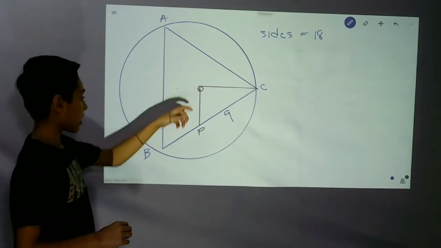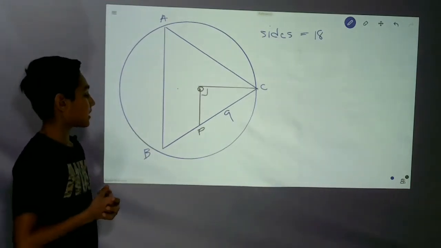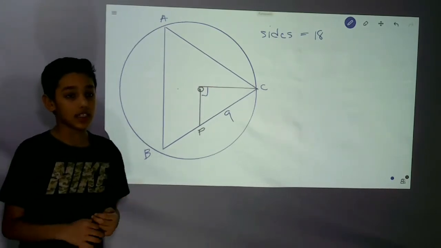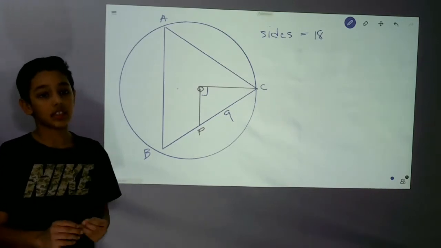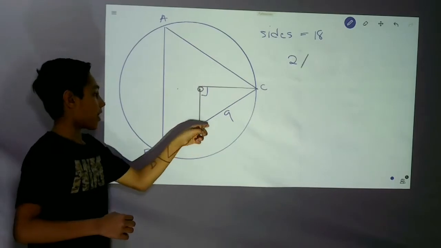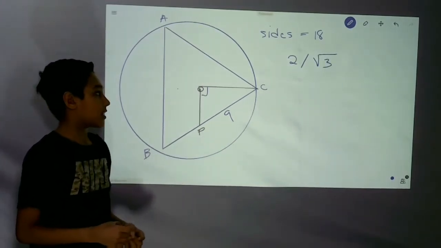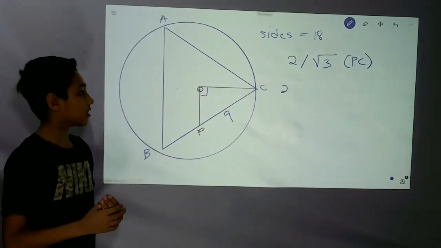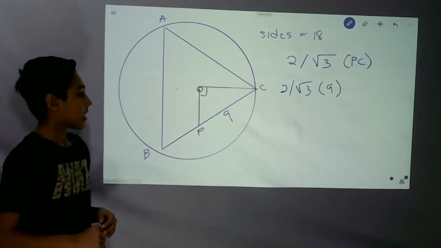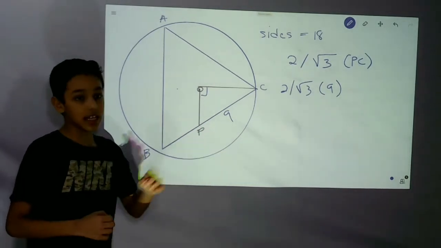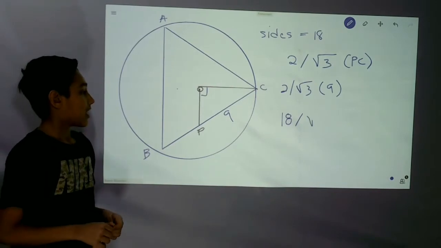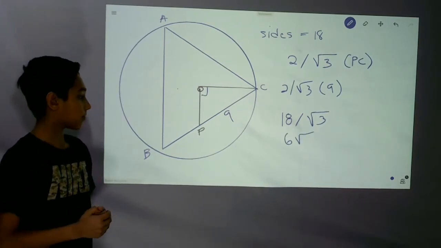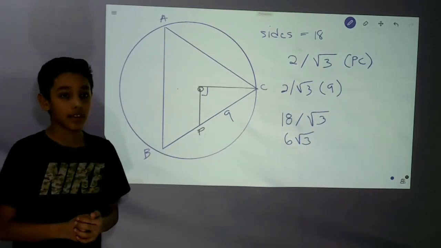You can see this is a 30, 60, 90 triangle because this is a 90-degree angle, and since it's not an isosceles triangle, it's an acute right triangle. So therefore, the angles must be 30 and 60. So we can use the common ratio of a 30, 60, 90 triangle, which is 2 divided by the square root of 3, and we multiply that by one of the sides, which is PC, since we already know that. PC is 9, so we have 2 divided by the square root of 3 times 9. If we simplify that, we get 9 times 2, which is 18, divided by the square root of 3. And if we rationalize the denominator, we eventually get 6 square root of 3. And we have that as our answer, the circumradius.